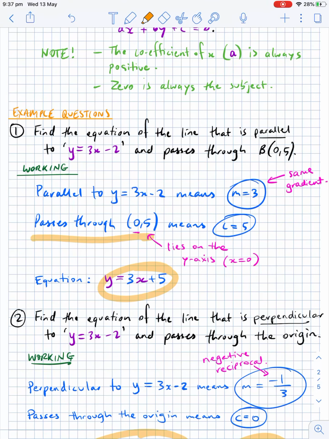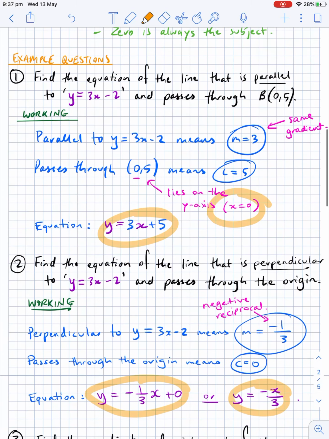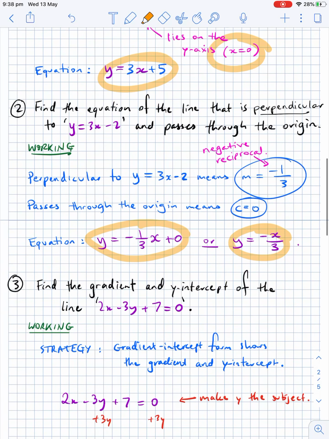We know that it passes through this point. This point is a y-intercept because the first number, the x coordinate, is 0. Whenever x is 0, we know that we're on the y-axis. So therefore, our y-intercept is going to be 5. So we can put this straight into the gradient intercept form. We change our m to a 3 and our c to a positive 5. So that is the equation that we're looking for, that has these characteristics.